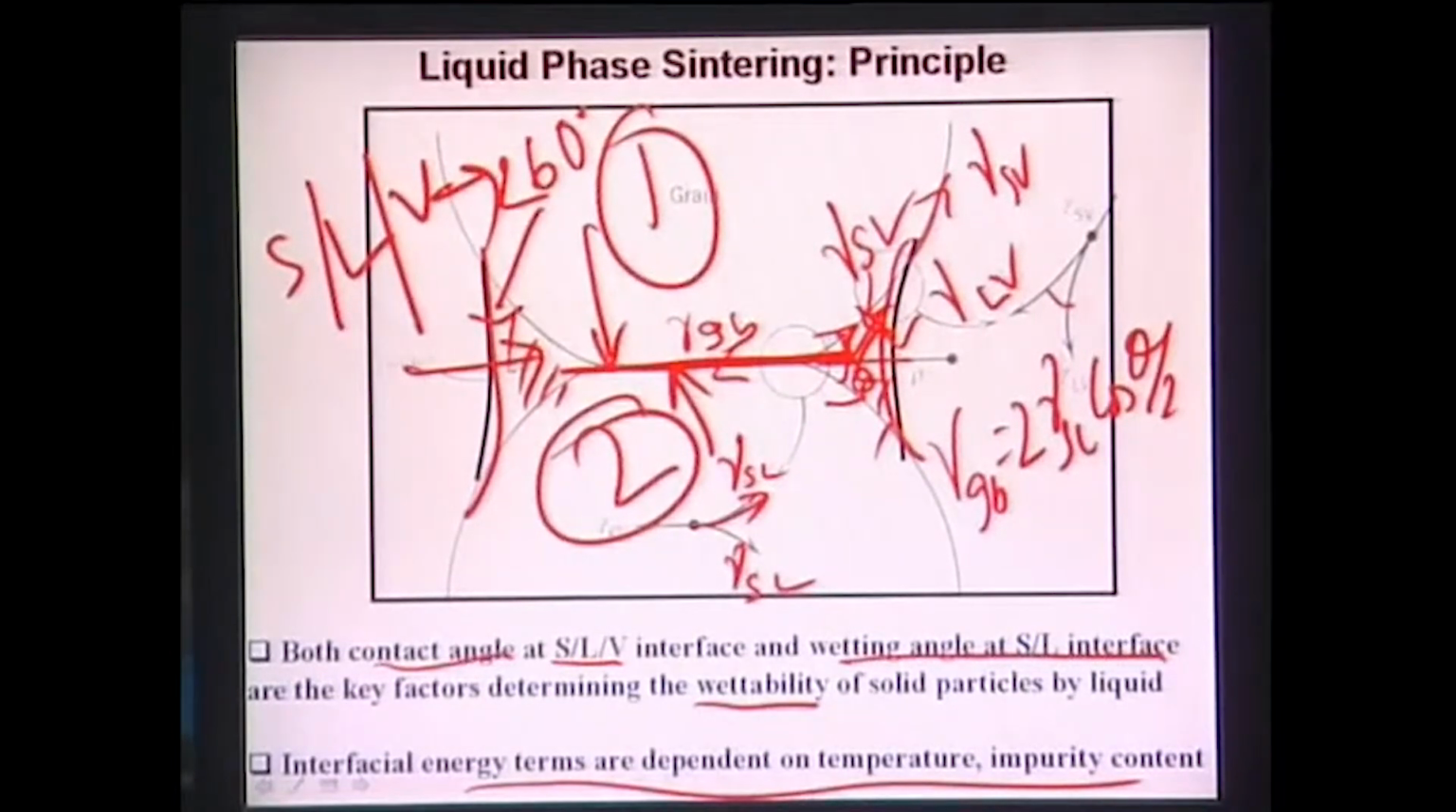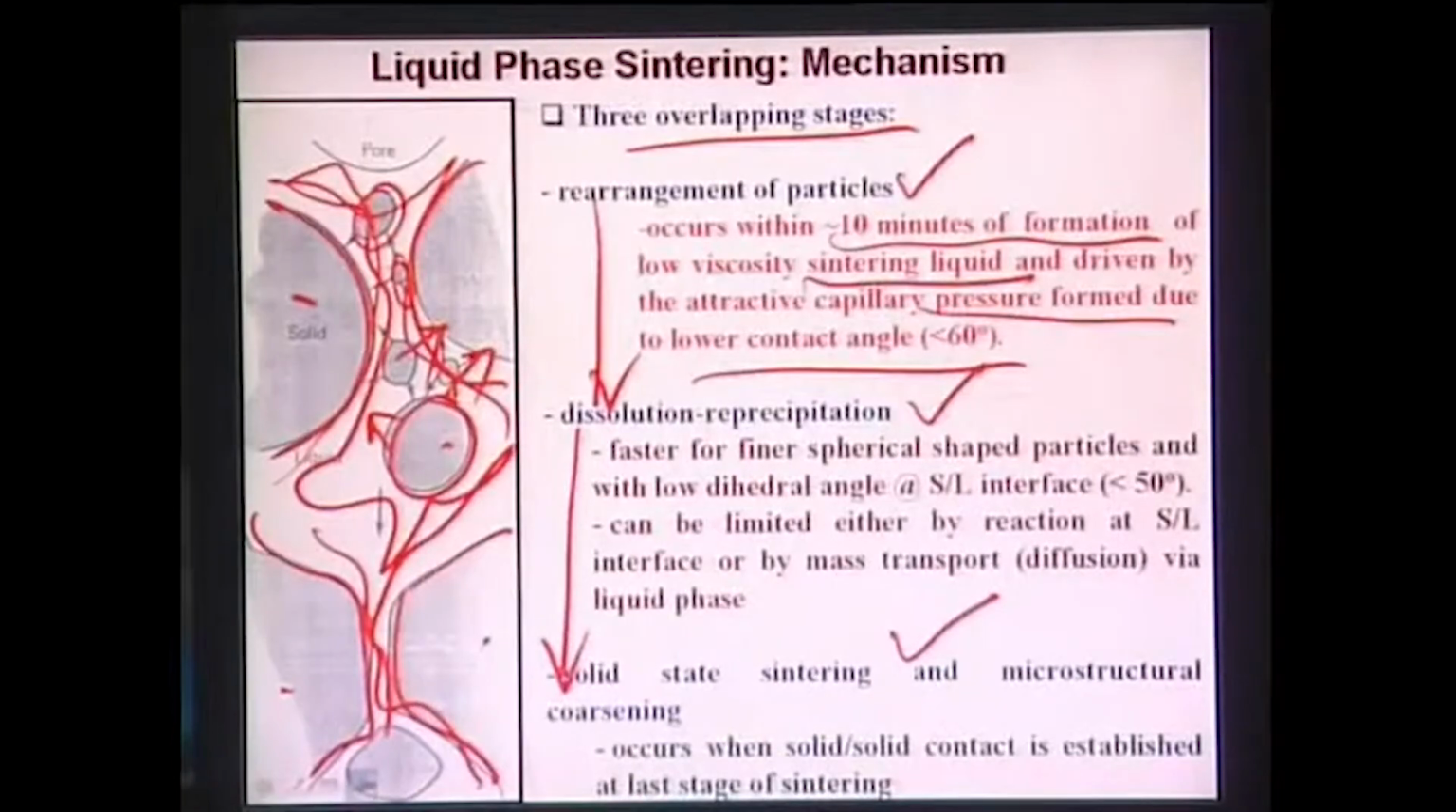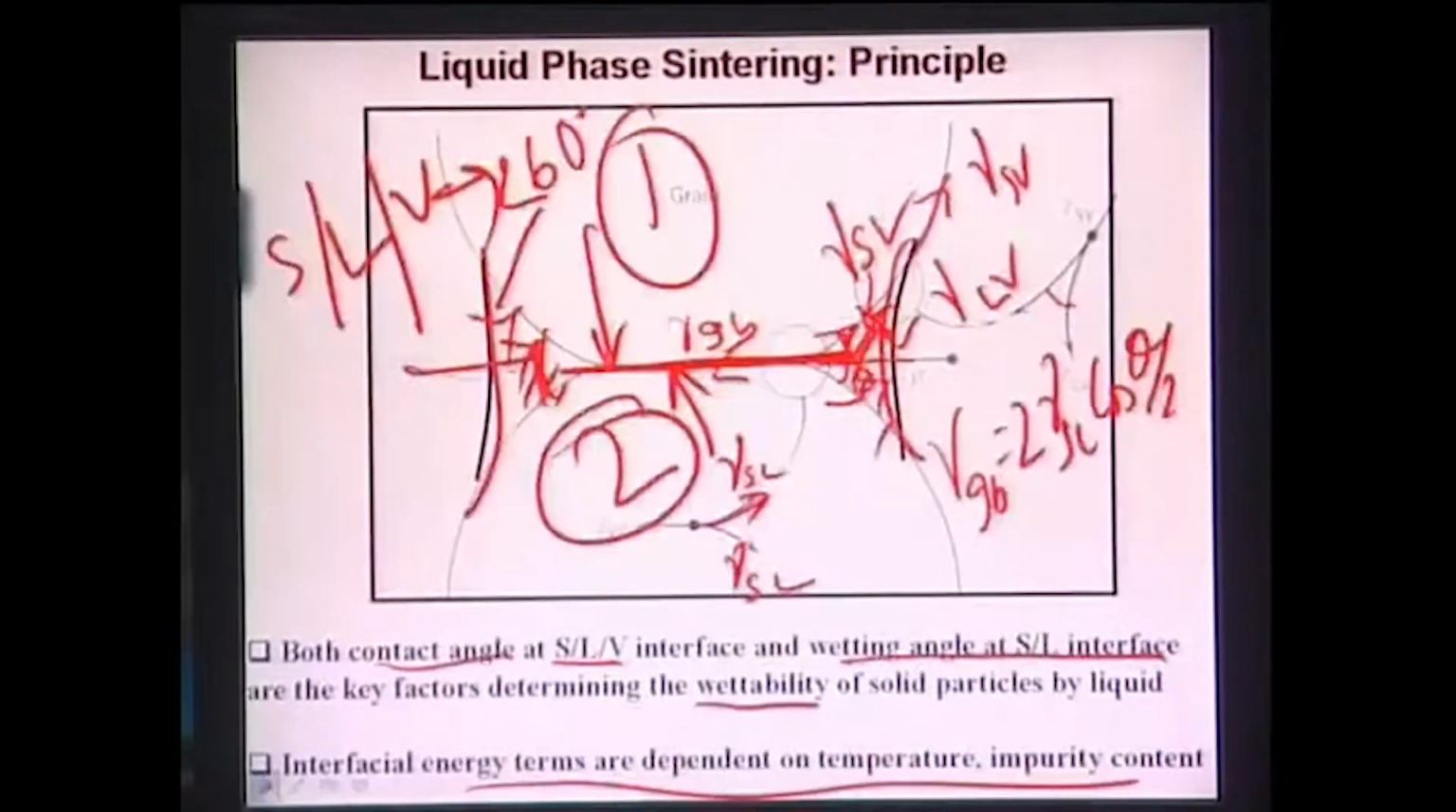Now what happens to this contact angle at the solid and liquid? If you go back to the slide, it says that the solid liquid interface angle should be less than 50 degree. So roughly both these angles should be less than 60 degree. This one specifically is less than 60 degree, this one less than 50 degree. And if this geometric criterion is fulfilled, then this combination of parameters will influence the liquid phase sintering to take place more effectively.